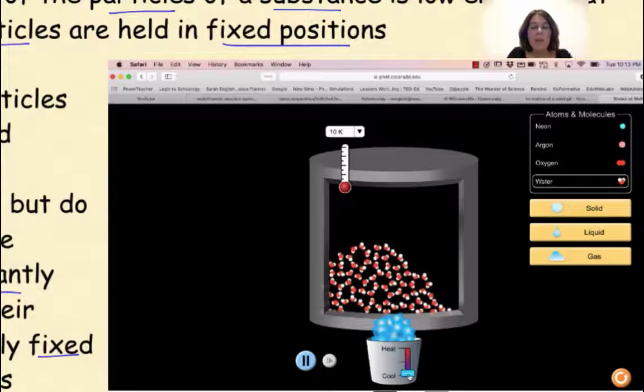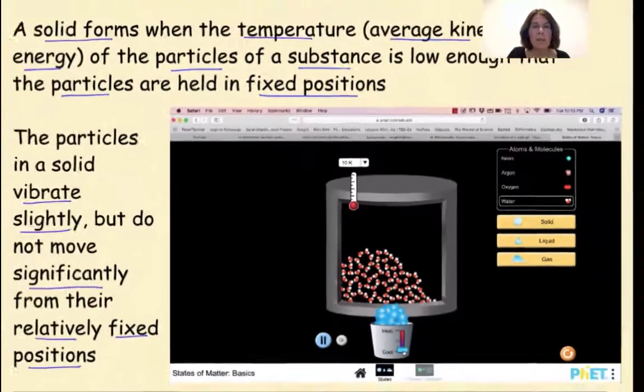Now, these water molecules are in a fixed position, but as you saw, they were moving slightly. The particles that make up a solid are all moving slightly, but there's not enough energy to overcome those forces of attraction holding it together, which is why it looks like a solid.